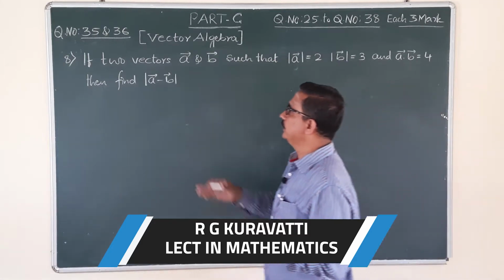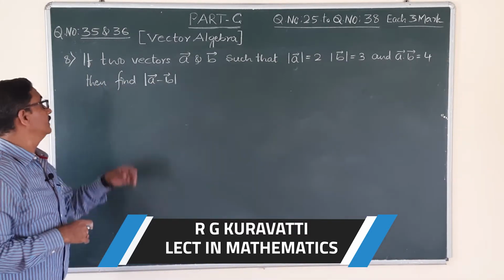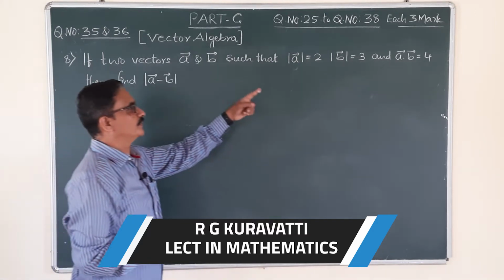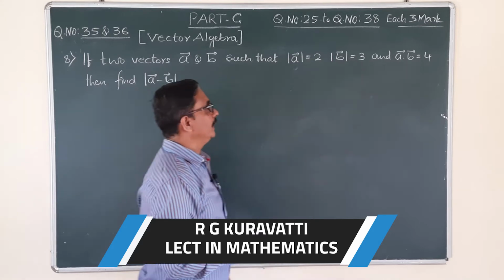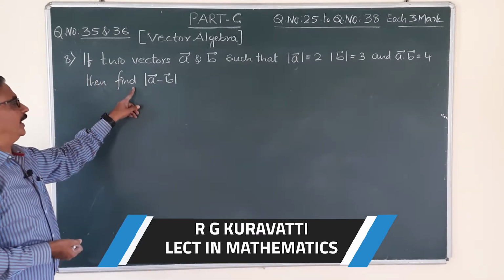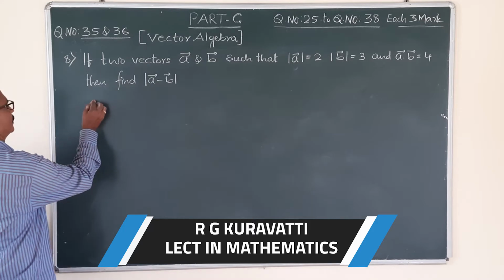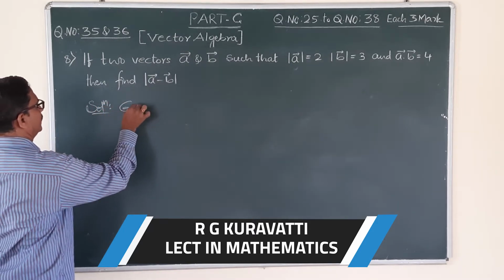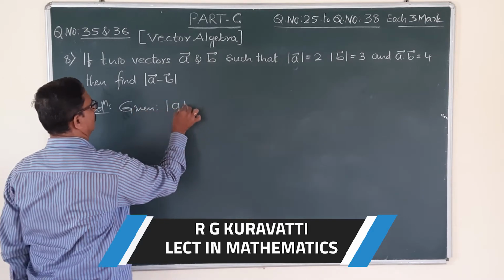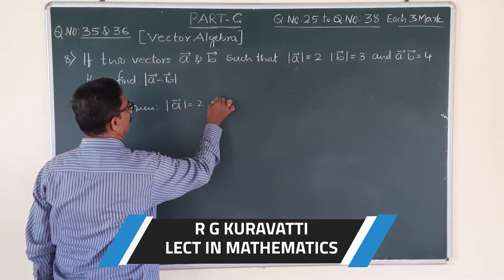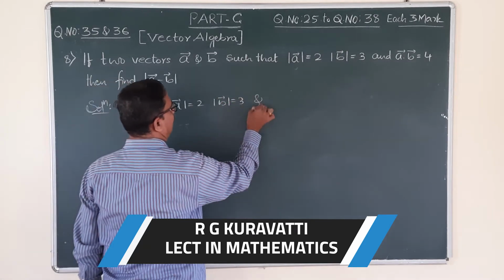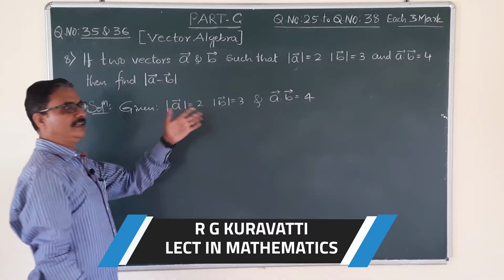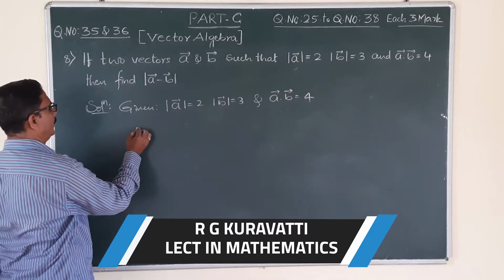So next is question number 8: if two vectors a and b are such that magnitude of a is 2, magnitude of b is 3 and a dot b is equal to 4, find magnitude of a minus b. Very simple question, that is 3 marks. Here the given data: magnitude of a is 2, magnitude of b is 3, and the dot product, scalar product, a dot b is equal to 4. Everything is given to find magnitude of a minus b.